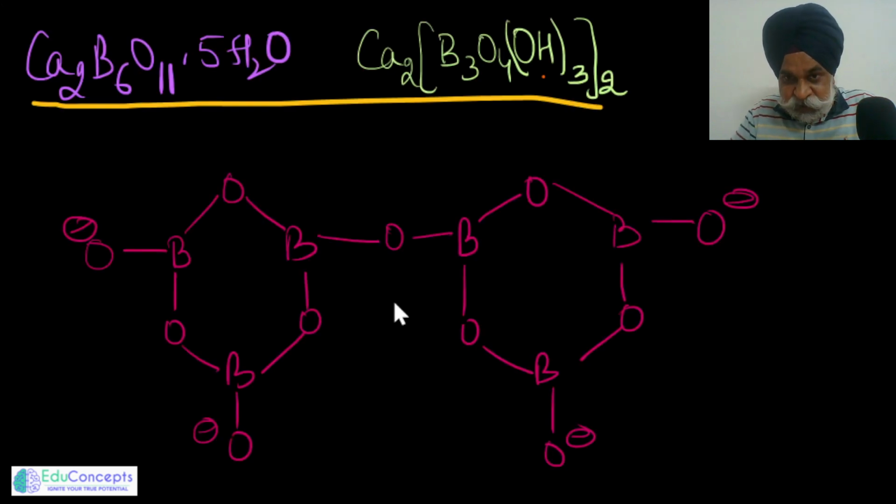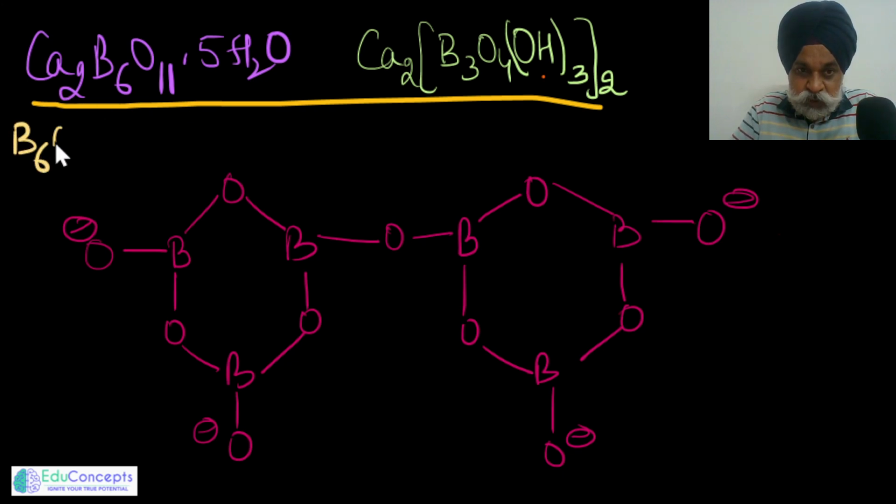Now the important one, which is the case of the Calaminite. In the case of Calaminite, we have just made the structure of B6O11 4 negative, a few minutes back. Let me show you once again so that you can feel it with me, what I'm saying.